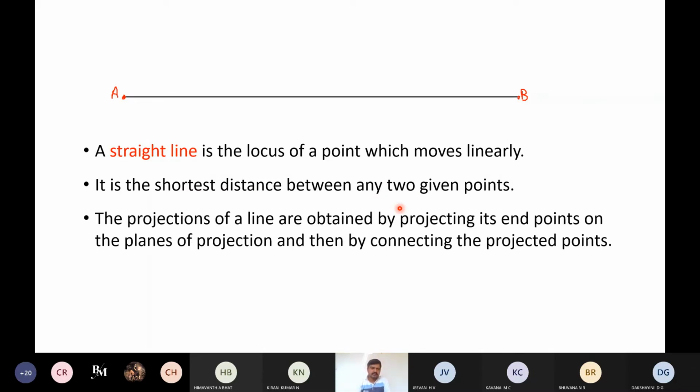The projections of a line are obtained by projecting its end points on the planes of projection and then connecting the projected points, as we discussed. So we are going to consider only the end points of the line.